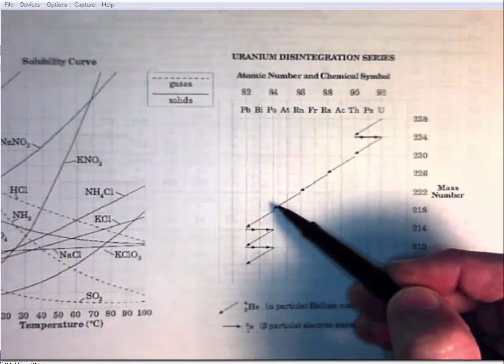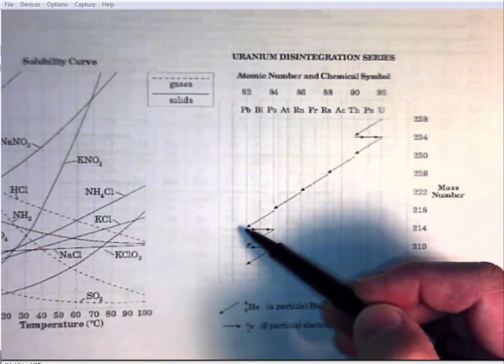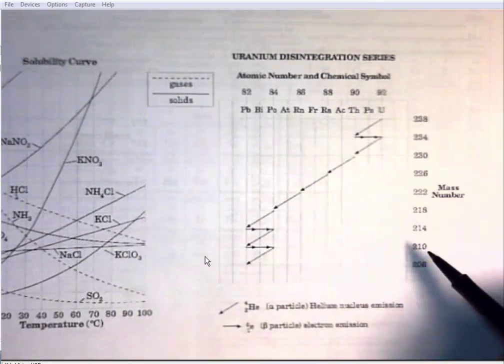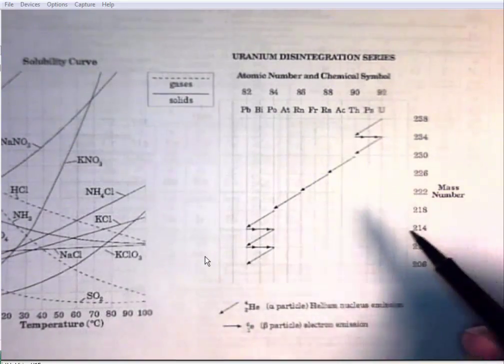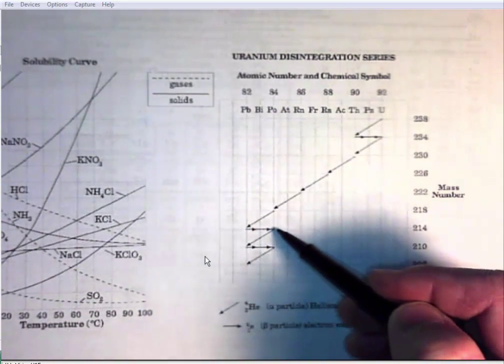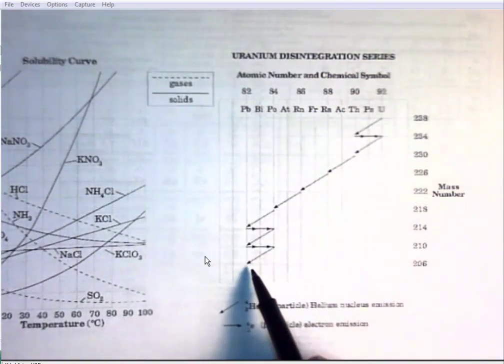And then you've got lead. Well, this particular form of lead is not very stable. This is lead-214. So it goes through alpha decay. That particle goes through two forms of beta decay. That goes through alpha decay, two forms of beta decay, and finally we get to a stable form of lead.